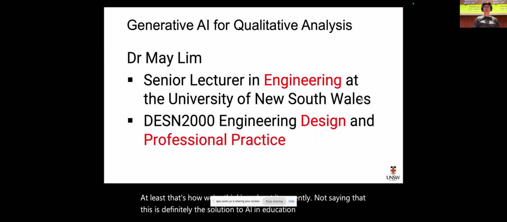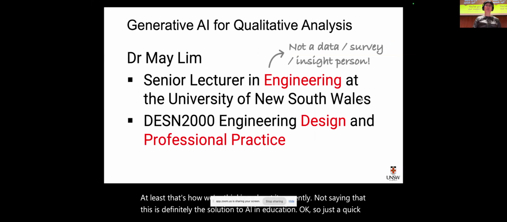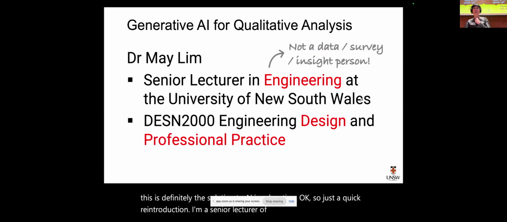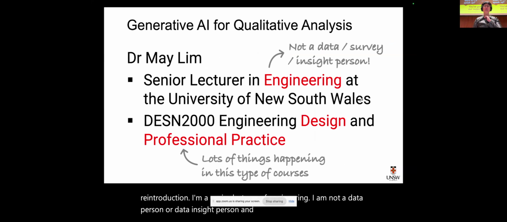Okay, so just a quick reintroduction. I'm a senior lecturer of engineering. I am not a data person or data insight person. And secondly, the use case here is in a particular course called Engineering Design and Professional Practice. And again, what Hamish has said, this sort of course really lends itself to the use of AI. And what I'm going to talk about is how we fight fire with fire. So how we use AI to help solve this issue of AI in education.